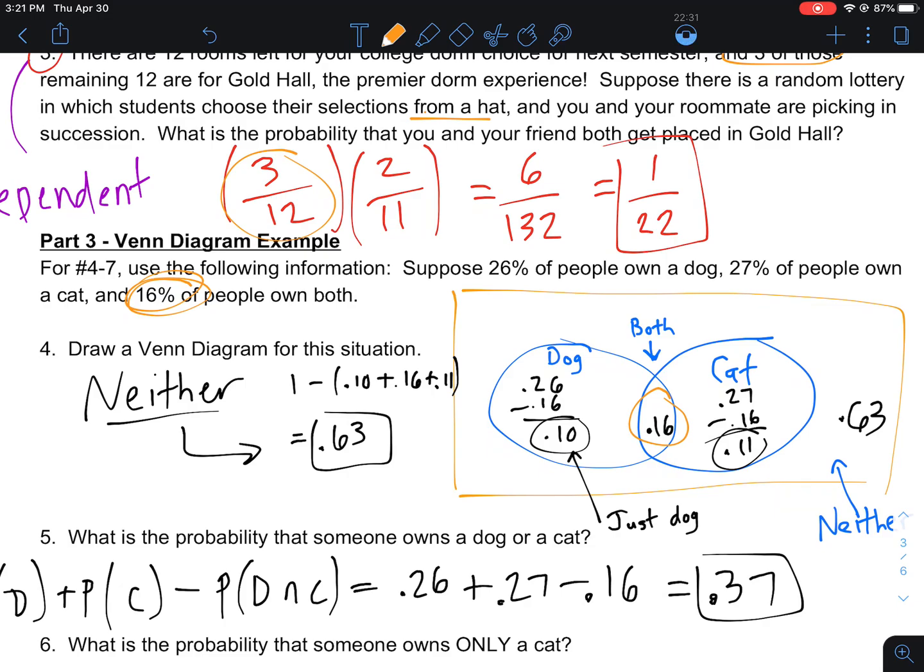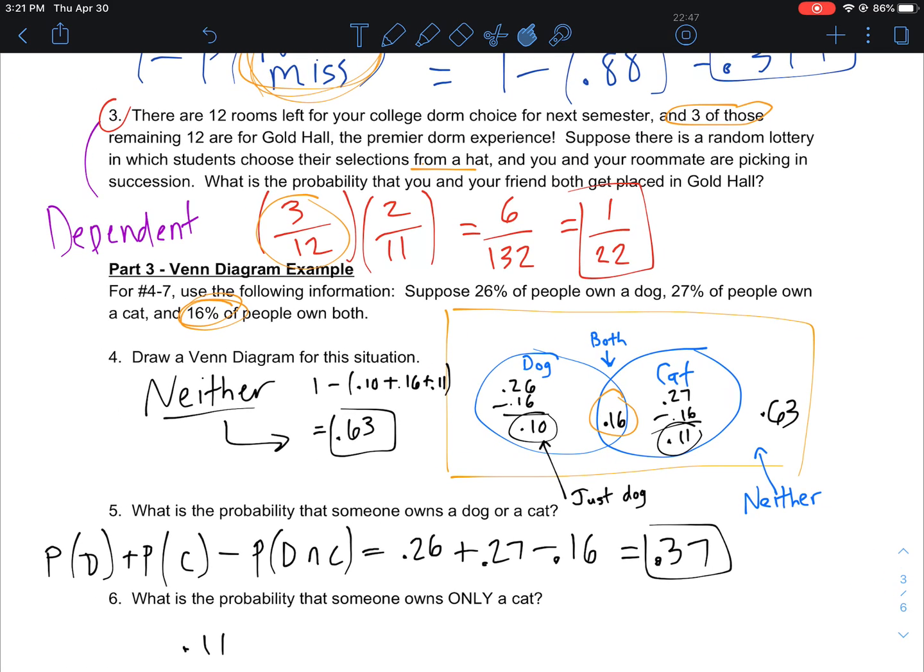And that's important because this 16% in the middle came about as part of dog and part of cat. Like it came from those. So if you want to know exclusively who likes one animal or the other, or rather owns one or the other, you need to subtract that overlap off.